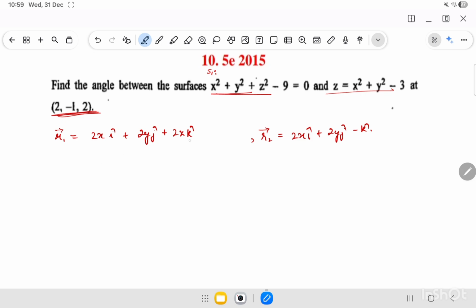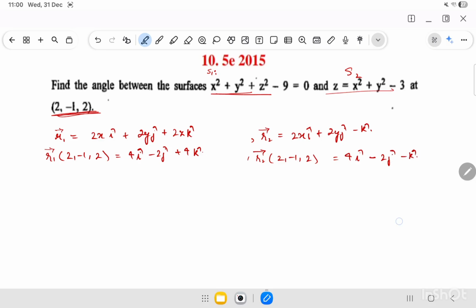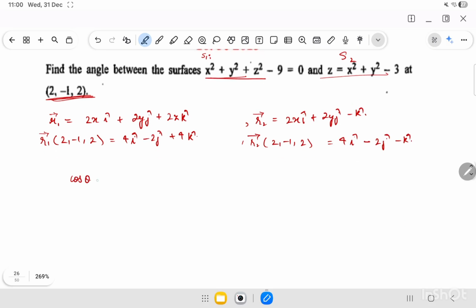The tangent at the point 2, minus 1, 2 will be R1 equal to 4 i cap minus 2 j cap plus 4 k cap. Likewise the tangent to the given surface S2 at the point 2, minus 1, 2 will be equal to 4 i cap minus 2 j cap minus k cap. So the angle between these two tangents will be given by cos theta equal to the dot product of R1 and R2 divided by their absolute values.